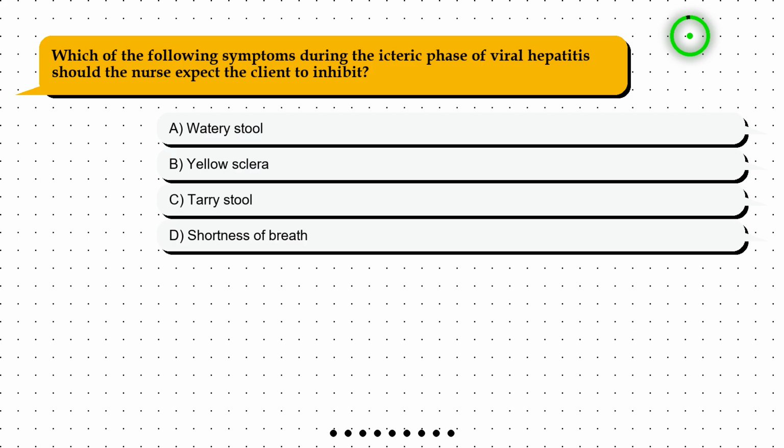Question 5. Which of the following symptoms during the icteric phase of viral hepatitis should the nurse expect the client to exhibit? Option A. Watery stool. Option B. Yellow sclera. Option C. Tarry stool. Option D. Shortness of breath.